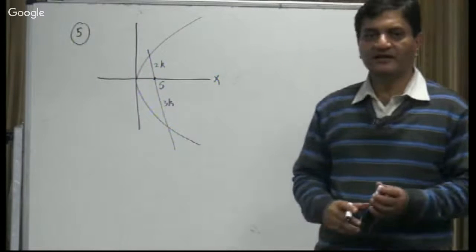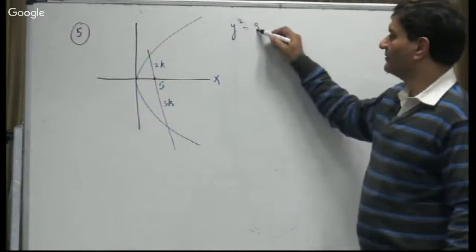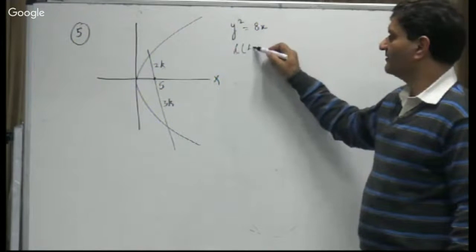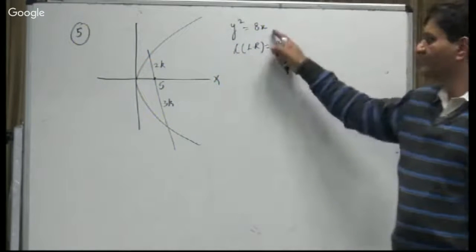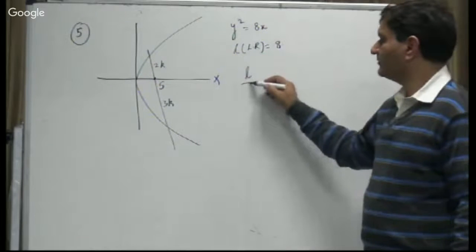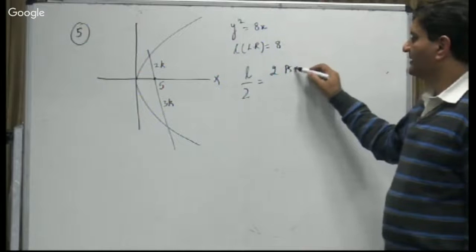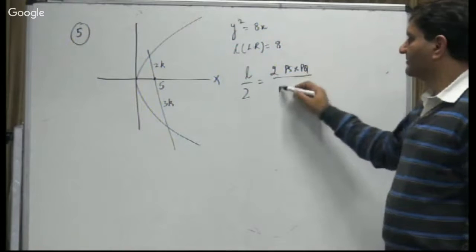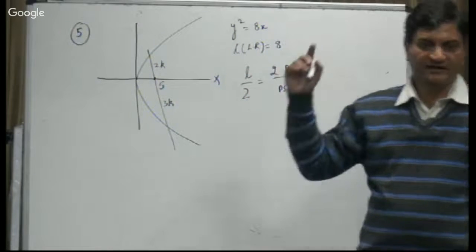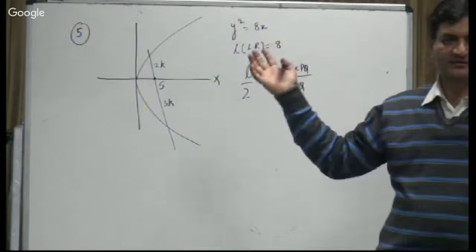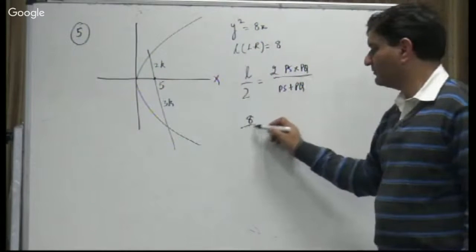So we can find out the length of the latus rectum. If the equation is given to us as y square equal to 8x, the length of the latus rectum will be 8. This is 4a, and 4a is 8. So L by 2 is equal to twice of PS into PQ divided by PS plus PQ. This is based on the same formula, but here you can find the length of the latus rectum from the equation which is given to you, which is 8. So that is not what you have to find. 8 by 2, the semi-latus rectum.